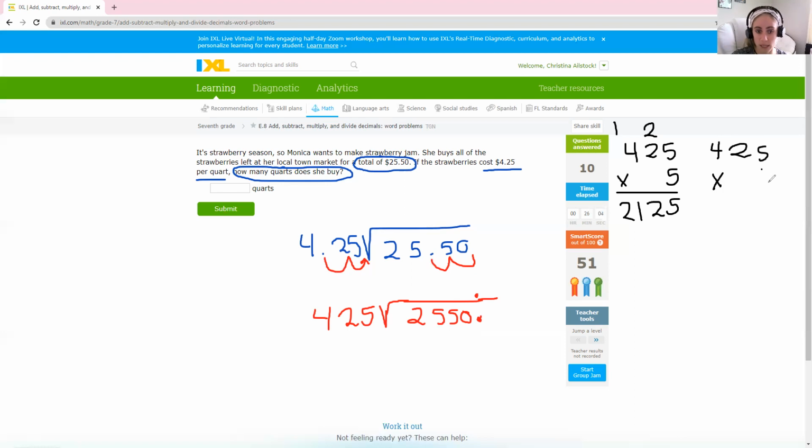425 by 6. 6 times 5 is 30. 6 times 2 is 12, plus 3 is 15. 6 times 4 is 24, plus 1 is 25. Ooh, look at that. I got lucky. Second one, it matched. So that means 425 can go into 2,550 6 times. And because it went in evenly, I don't have any remainders, which means there's no estimating I need to do. Monica bought 6 quarts of strawberries.